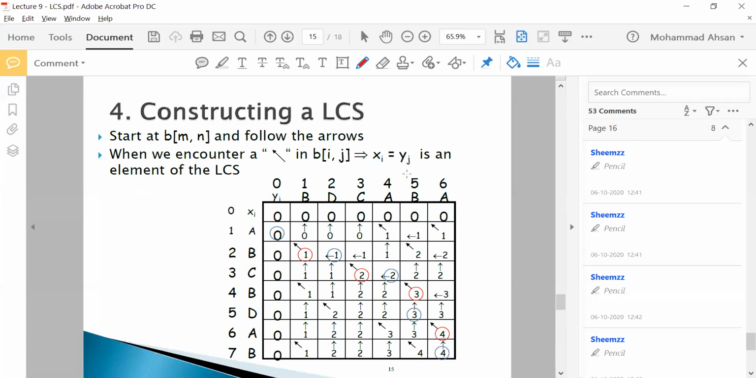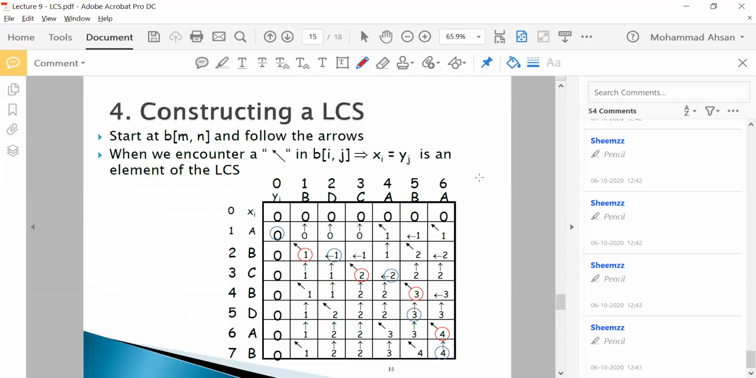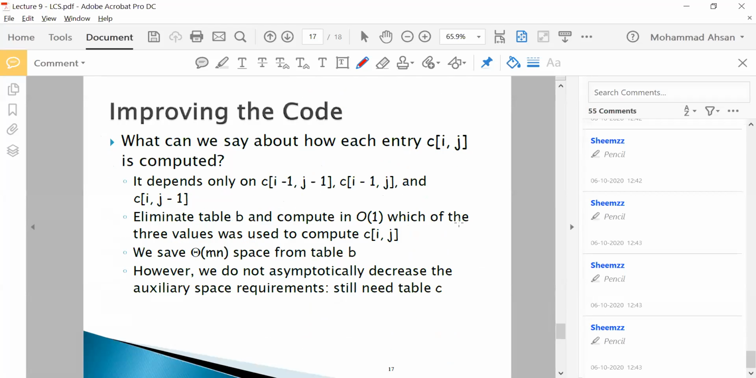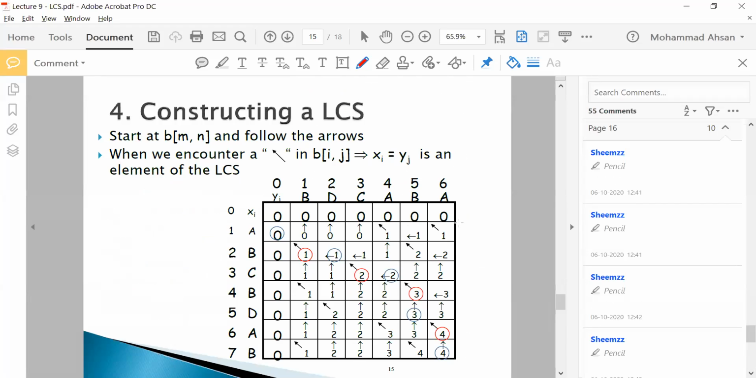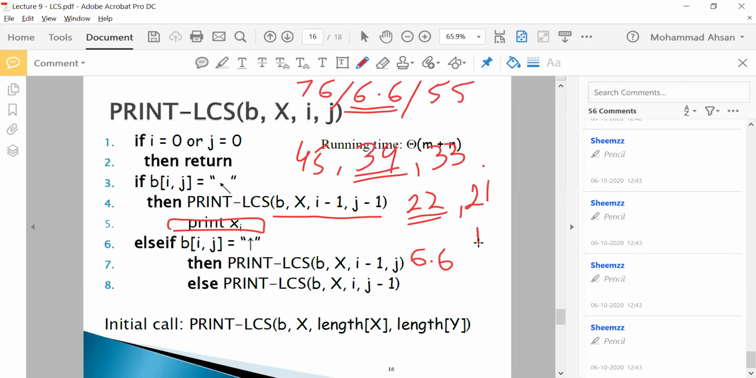Then 3, 4, you go to 3, 3, and you have 3, 3. Then again diagonal 2, 2. 2, 2 is again diagonal. I'm just trying to follow the table. Then 2, 1 and 1, 0. Okay, these are the pairs, these are the values that will be called, and only when you call i minus 1, j minus 1, you have print.